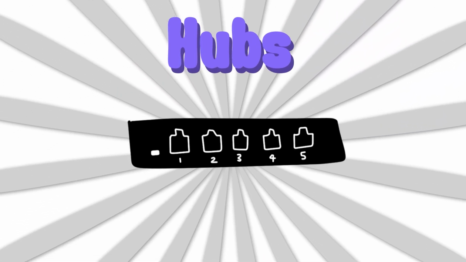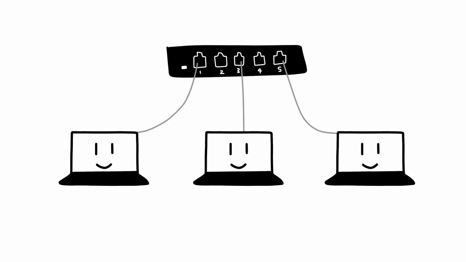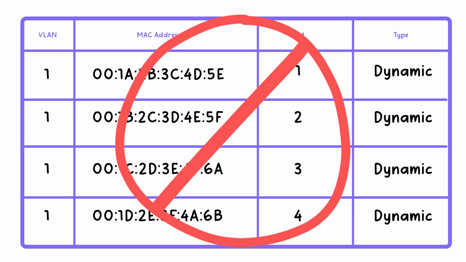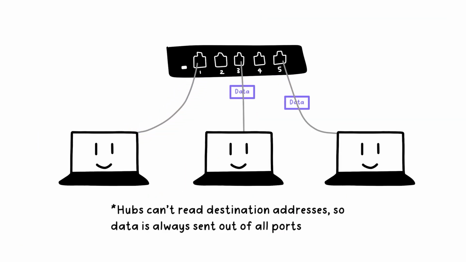Similar to switches, hubs are also networking devices that forward data within a network. The big difference is that they do not have a MAC address table to keep track of which devices are connected to which ports, so data is sent out of all ports regardless of the destination address.